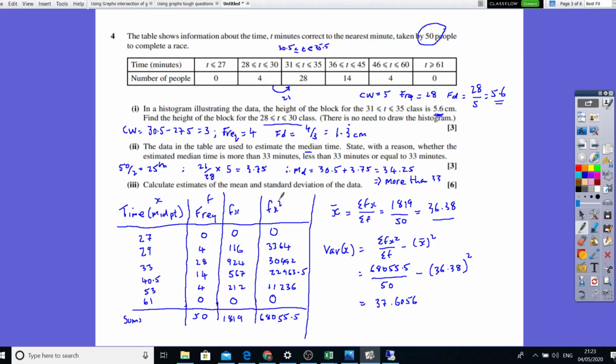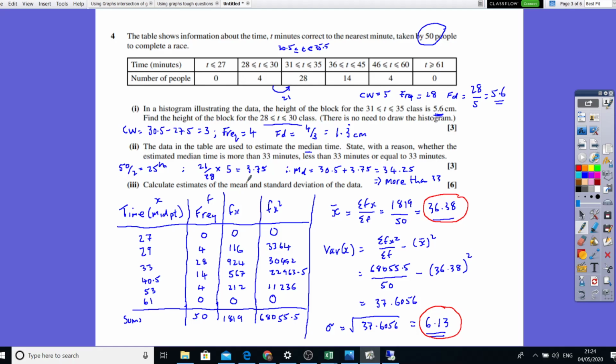So this is the notation for standard deviation. This is just the variance square rooted, so 37.6056. If I square root that, that will give me, to two decimal places, 6.13. So line, circle those answers. So there's your mean, and there's your standard deviation.